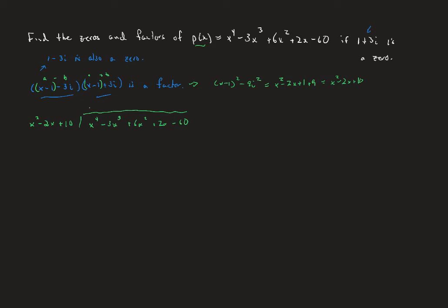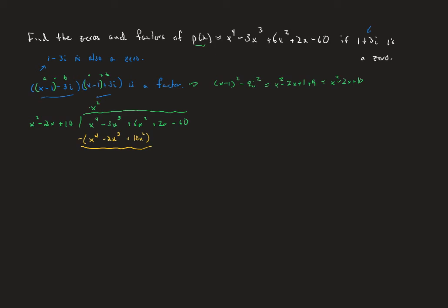So I'm going to say what times x squared is x to the fourth. That's going to be an x squared. I'm going to take x squared times the x squared minus 2x plus 10. I'm going to change colors here. It's going to give me x to the fourth, minus 2x to the third, and plus 10x squared. I'm going to subtract that quantity.